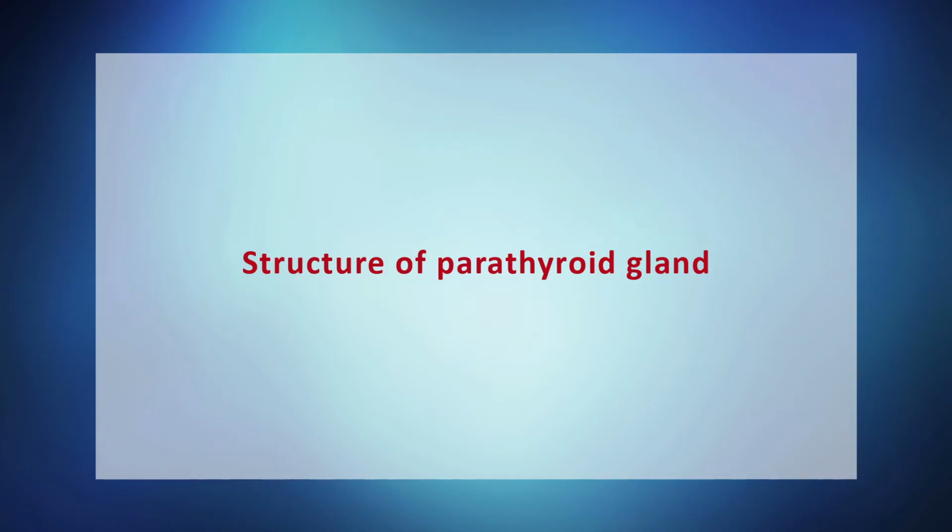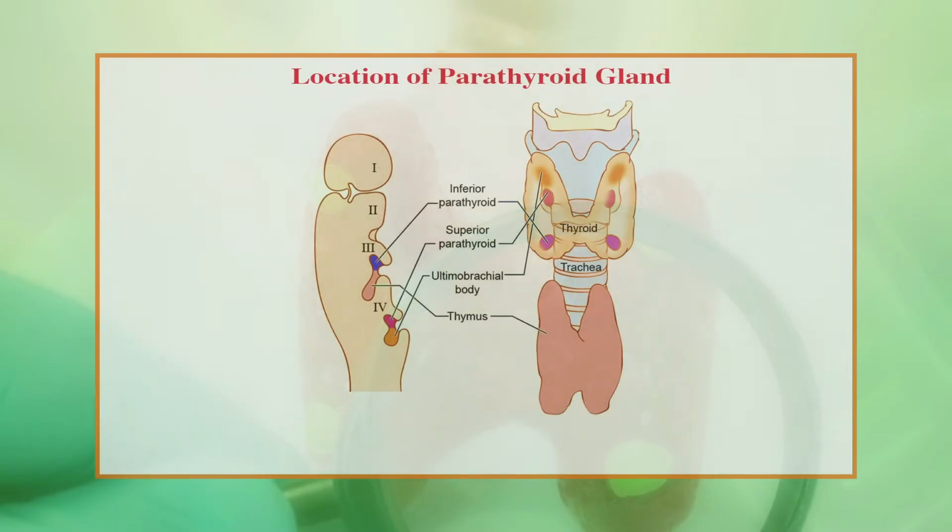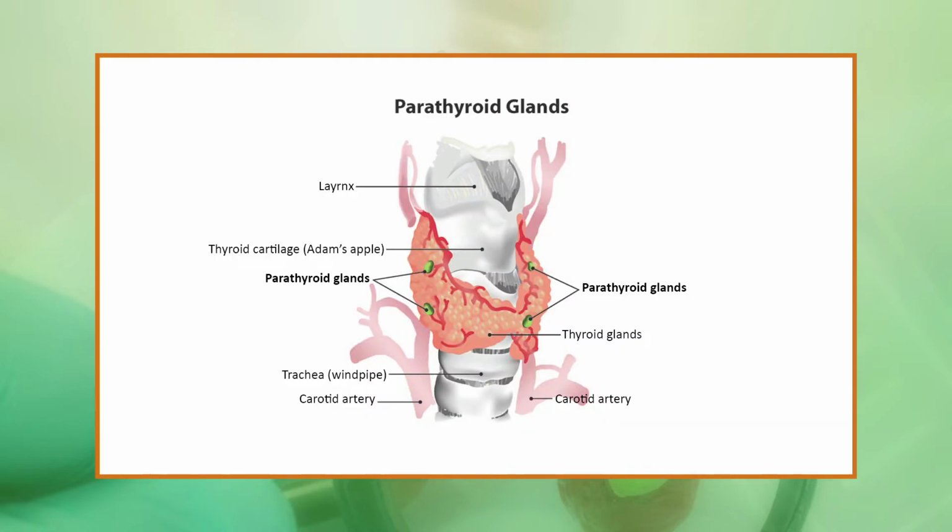To begin with, let us first discuss the structure of parathyroid gland. The parathyroid glands arise from the endoderm of the embryo and are situated on the posterior surface of the thyroid lobes as shown in figure. The parathyroids are 4 small flat oval bodies, each with the size of a pea, 2 on each side.